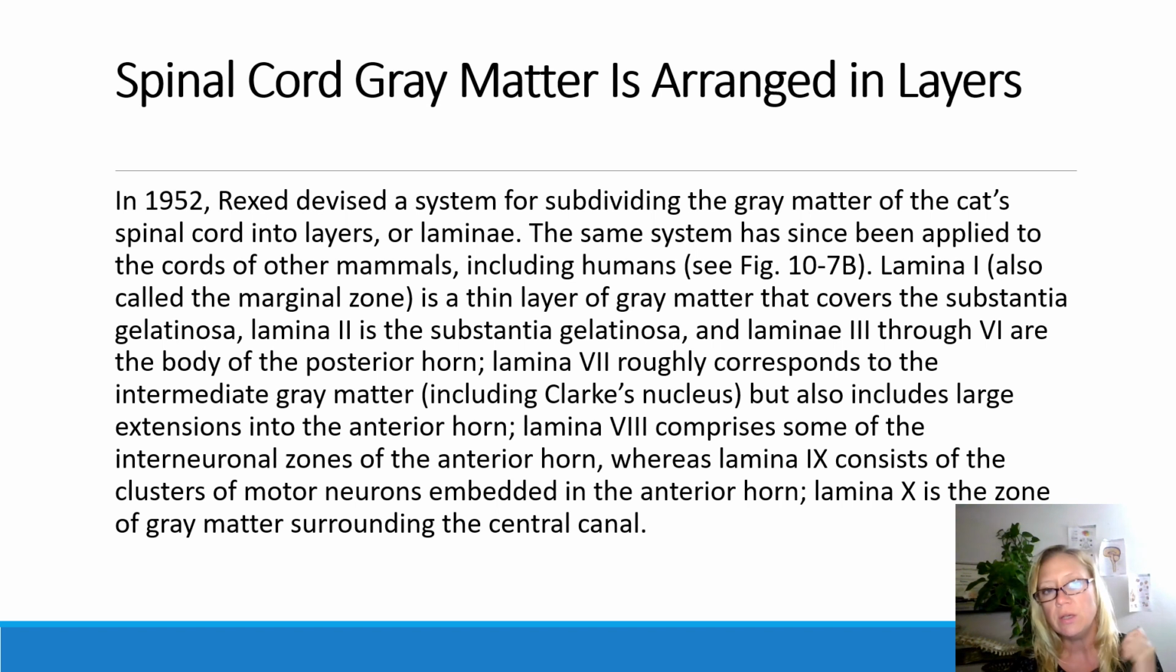So in 1952, Rexed devised a system for subdividing the gray matter of a cat's spinal cord into layers or lamina. The same system has since been applied to cords of other mammals, including humans. So we're going to go through this in chart form here. So this is just the narrative form, but I find that kind of amazing that they were able to figure that out that long ago.